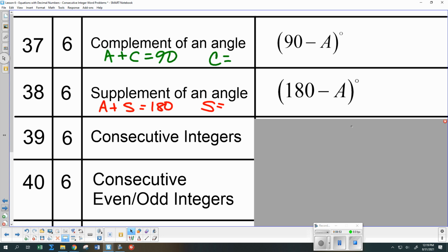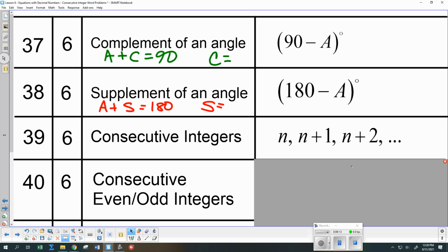Consecutive means in a row, in order, one right after the other without skipping. So if it's consecutive integers, that could be 12, 13, 14, 15. It could be negative 3, negative 2, negative 1, 0, positive 1. One apart, I've picked something to start with, and then I add 1 over and over. So n plus 1, n plus 2, n plus 3, n plus 4. Depending on whether the problem says you need 3 consecutives, 5 consecutives, or whatever you might need.